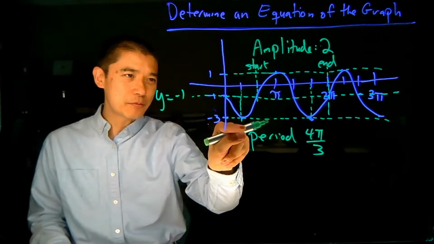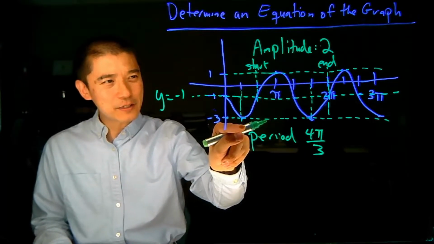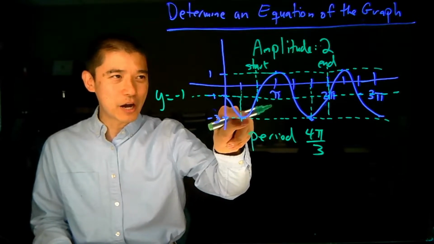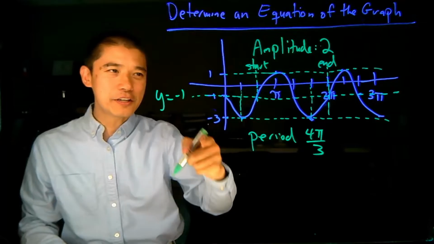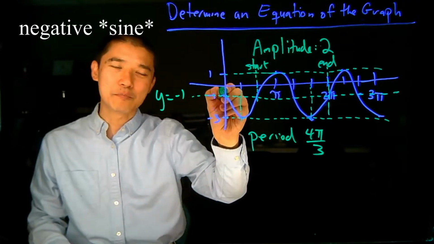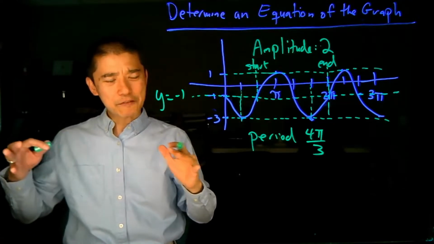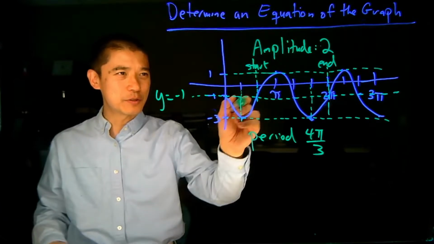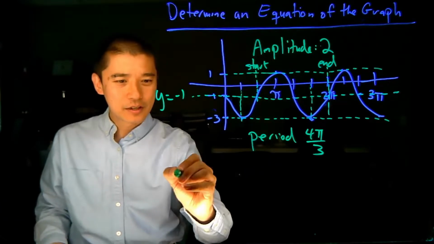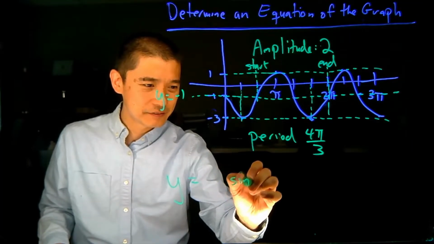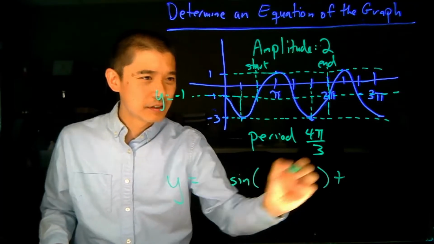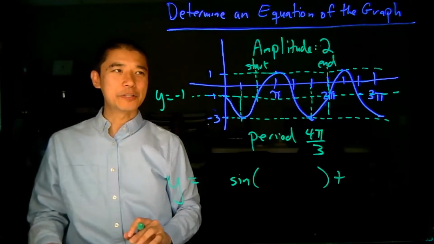If we had picked this point right here, we would have to identify this as a negative cosine because it's starting at the bottom, going to the top and going to the bottom, which is a cosine, but it's flipped over. If we'd started here, it would be a negative sine because it's starting in the mid and it's going down. So you're just going to have to pick one of those and just go with it. So in this case, as I said, we're starting here. So this is going to be y equals something involving a sine. And we have to figure out all the bits and pieces that go into this thing.